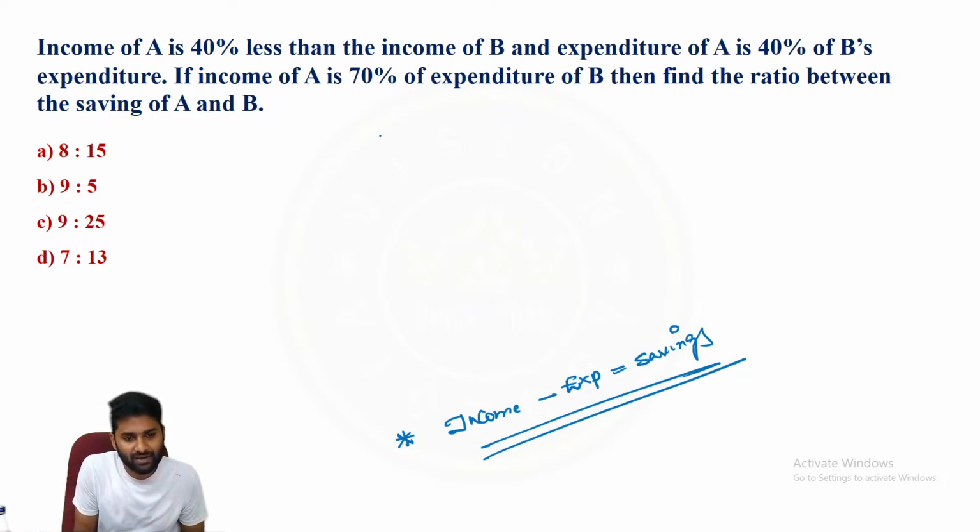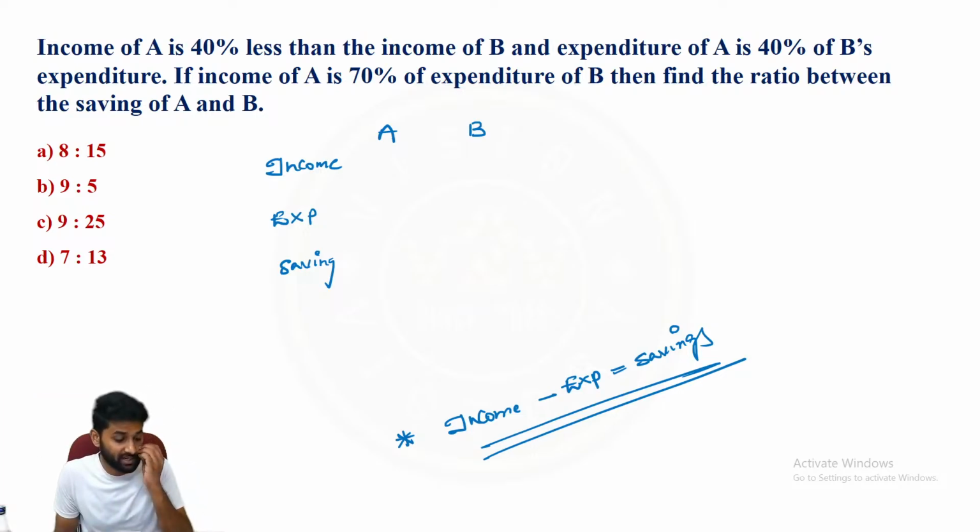Now guys, here we have two people, A and B. You have to identify what the income, expenditure and savings are. If you go through the proper comparison, then only you can save your time. Otherwise, it takes too much time for the general calculation. Just understand the info.